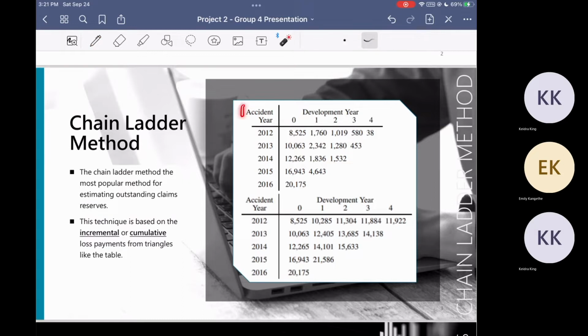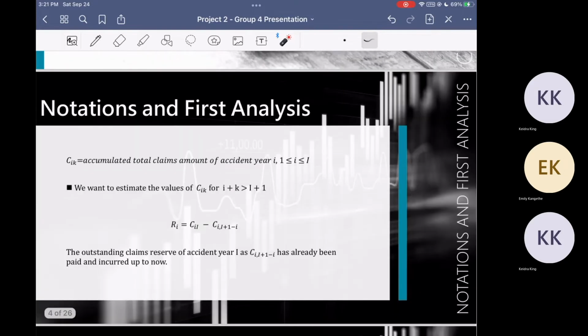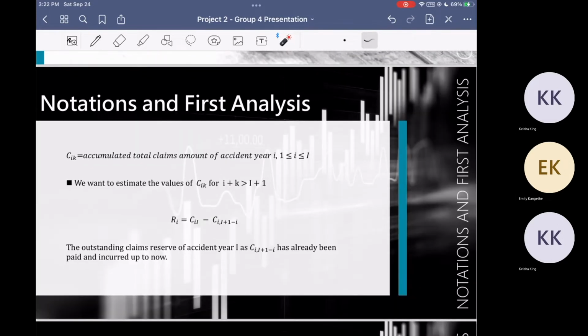So this top table is incremental. Each year there are increments and you get a total. Down at the bottom, this table shows cumulative, so it's really just adding each year up and you get a total at the end. Okay, moving on to notations and first analysis.